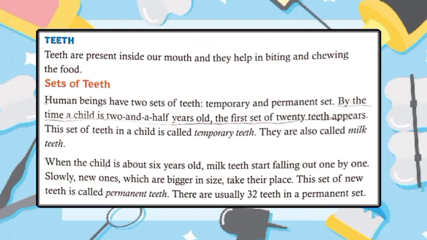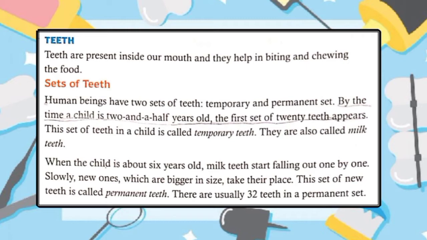So now let's understand the textual content of Lesson 2. First, teeth. Teeth are present inside our mouth and they help in biting and chewing the food. As you know, humans cannot swallow food in one big gulp. So, food must be broken down into smaller pieces before it can be swallowed. So, the function of teeth is to break down food into smaller pieces and they help in biting and chewing the food.